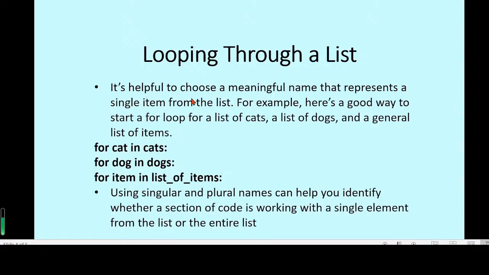It is helpful to choose a meaningful name that represents a single item from the list. For example, here is a good way to start a for loop for a list of cats, a list of dogs, and a general list of items. We can write, for example, for cat in cats, for dog in dogs, or for item in list_of_items. Using singular and plural names can help you identify whether a section of code is working with a single element from the list or the entire list.